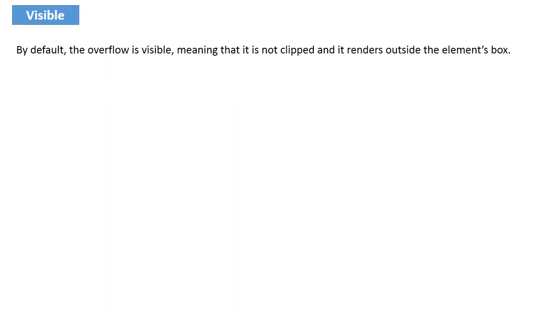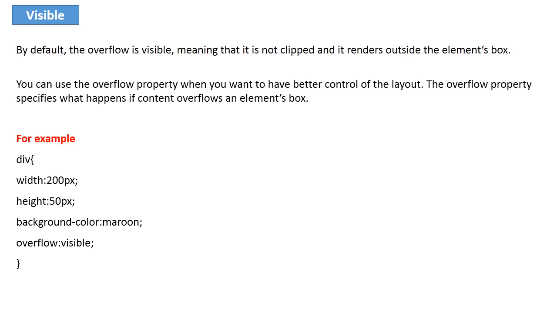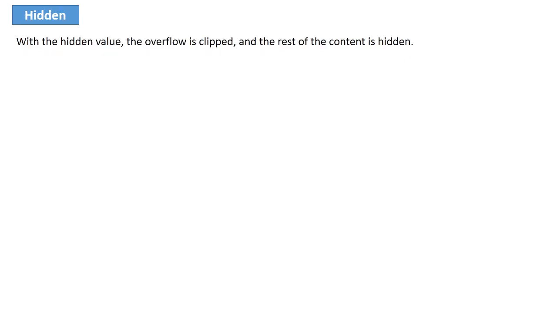What we're discussing next is the visible value of the overflow property. By default, the overflow is visible, meaning that it is not clipped and it renders outside the element box. You can use the overflow property when you want to have better control of the layout. The overflow property specifies what happens if content overflows an element's box. Take for instance, for this example, you have a div with a width of 200 pixels and a height of 50 pixels, while the background color is maroon and the overflow will be visible.